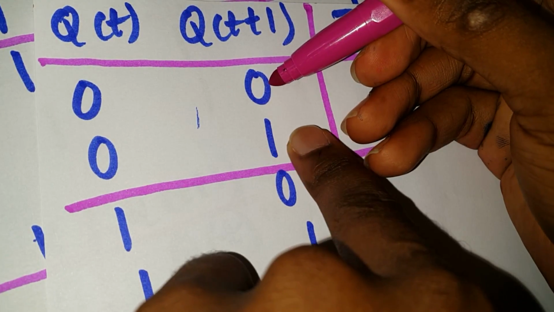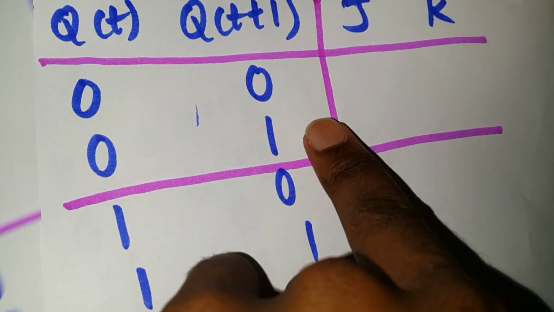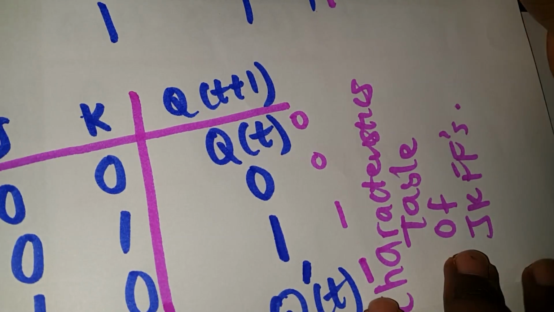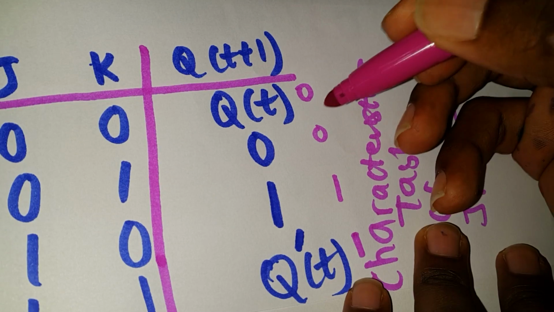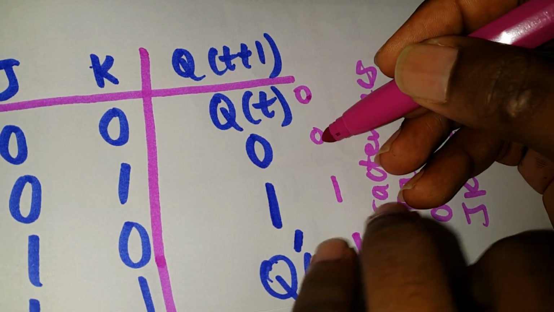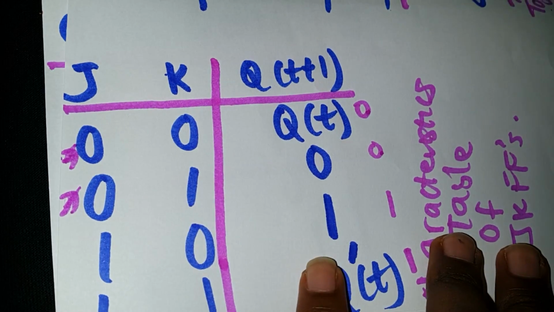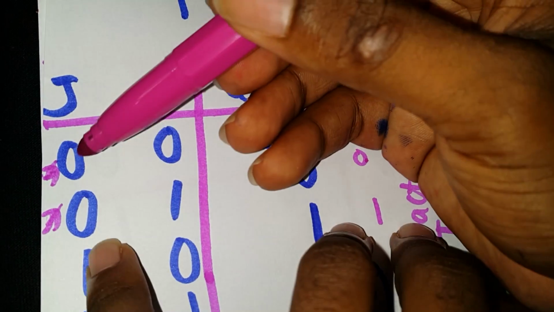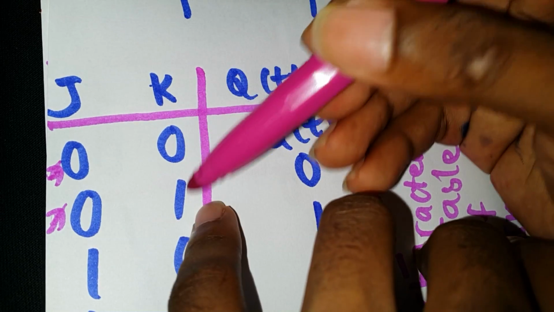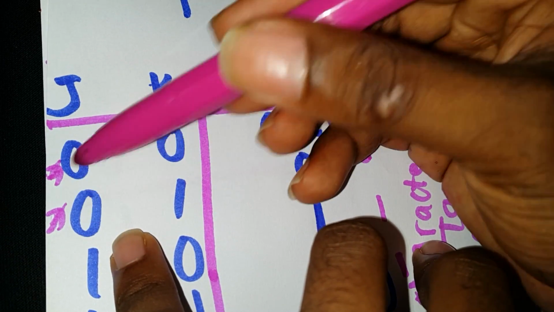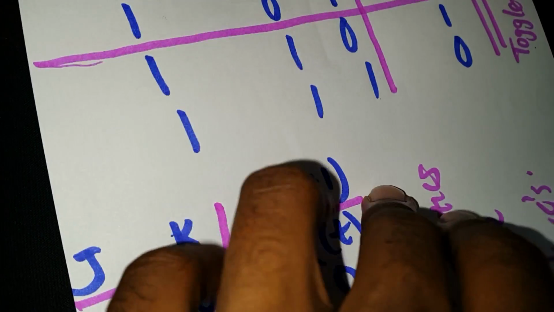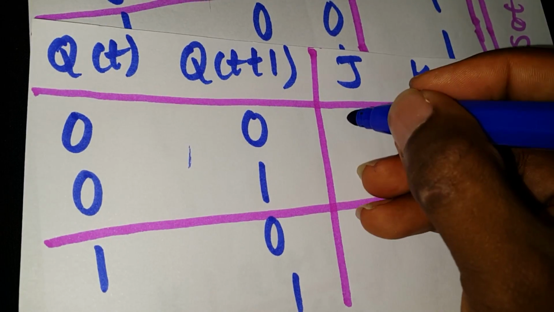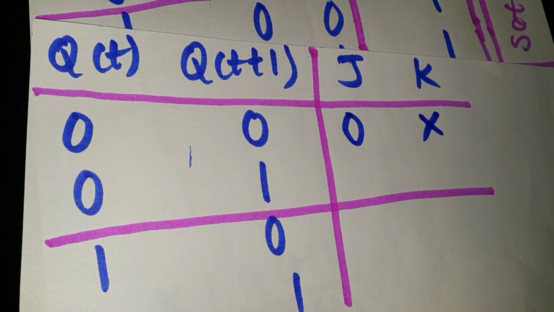Q of T plus 1 is 0 here. We look at our excitation characteristics table again. Where is our Q of T plus 1 0? It is 0 here. It's also 0 here. As you can see, it is 0 here, also 0 here. Now what do we have? We have 0 0 for J. We have 0 1 for K. That means J is always 0, but K is changing. That means 0 don't care. You write it down. 0 don't care.